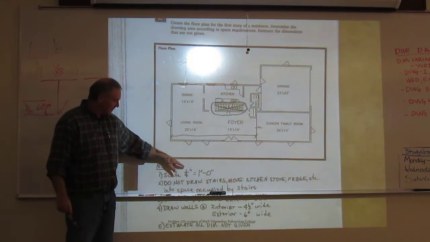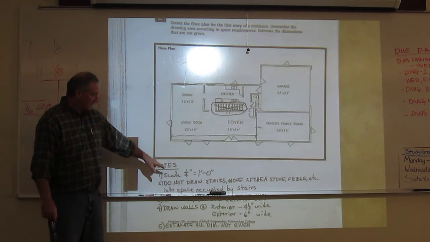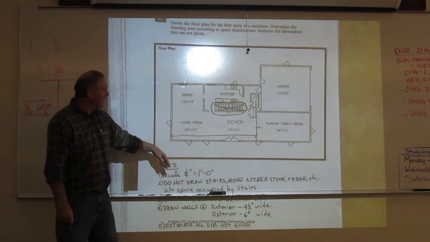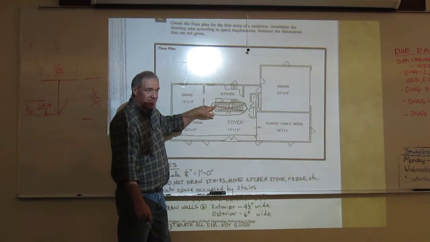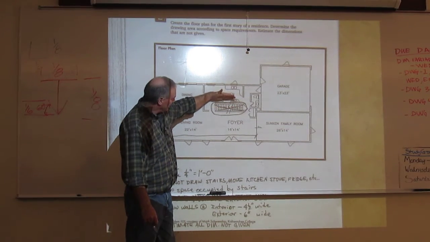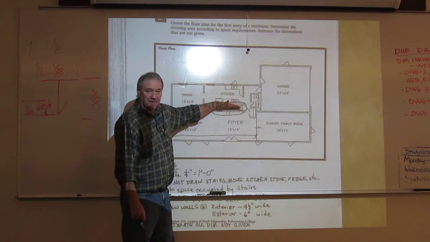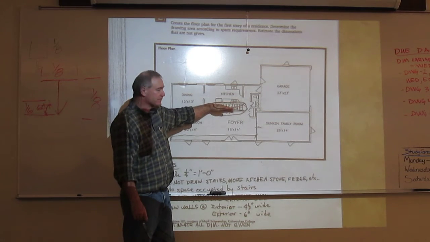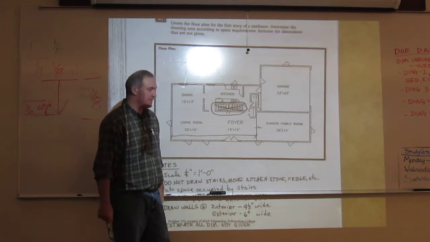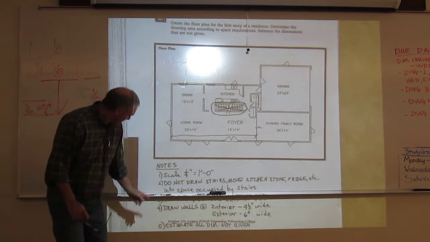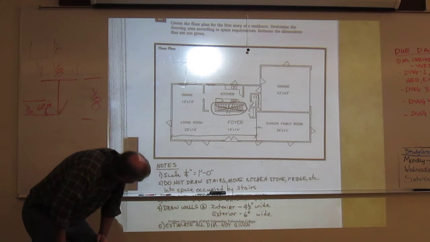Ultimate scale is going to be 1/4 inch to a foot. Do not draw the stairs. Move the kitchen, stove, fridge, etc. So in essence, you're not going to draw this. We're not going to put the basement on this. We're going to take these items, slide them down to that wall. So we're going to make the kitchen a little bigger. That's the first thing.